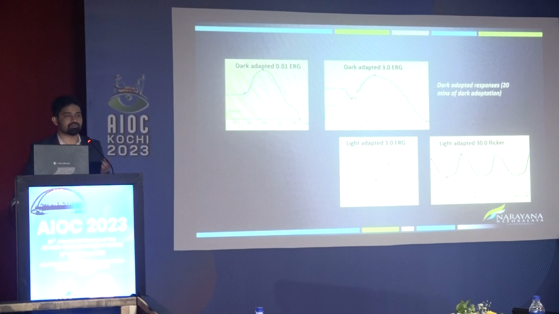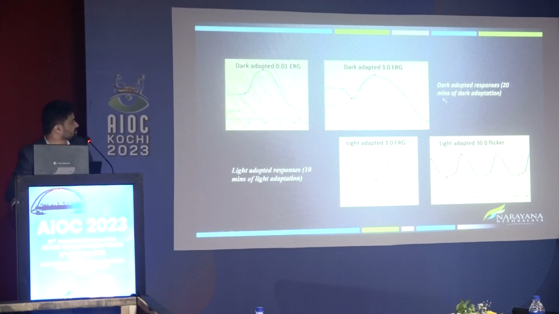Okay. So after that, we light adapt the patient for a minimum of 10 minutes. We ask him to sit in ambient light. In that state, if you stimulate the retina, what you get is a predominantly cone driven response. I'm using the word predominantly, I'm not using the word only. In the same light adapted state, if you stimulate the retina with 30 Hz flickering light, it is only a cone response, because at such a high frequency, rods can't respond at all.